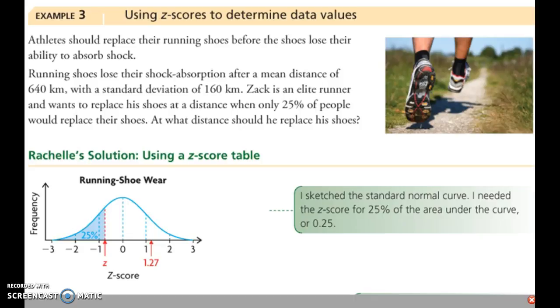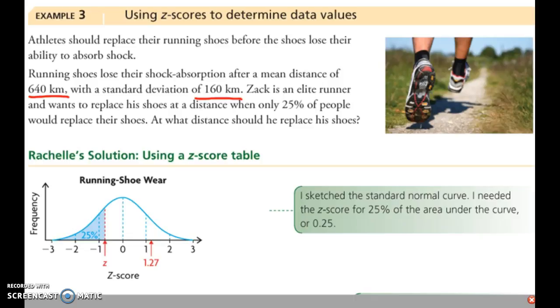It says athletes should replace their running shoes before the shoes lose their ability to absorb shock. Running shoes lose their shock absorption after an average or mean distance of 640 kilometers, with a standard deviation of 160 kilometers. Zach is an elite runner and wants to replace his shoes at a distance when only 25% of people would replace their shoes. At what distance should he replace his shoes?